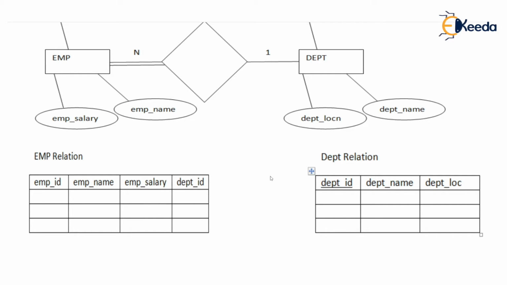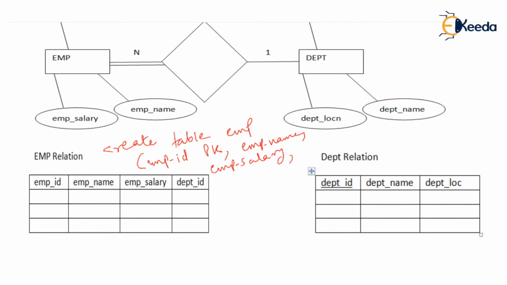Check that we have created 4 columns in the EMP relation. For those who have learned SQL a bit in the lower semesters, you would give the command to create the EMP relation as create table, isn't it? Create table EMP. And then you will name the columns. The columns are EMP ID, and you will write PK for primary key, and then EMP name, correct? Then EMP salary. I'm not writing exact syntax, but some sort of such syntax to create this table.